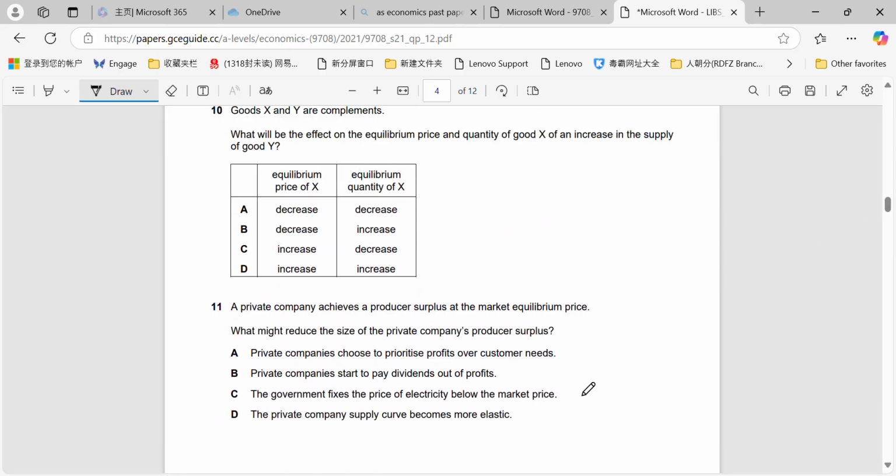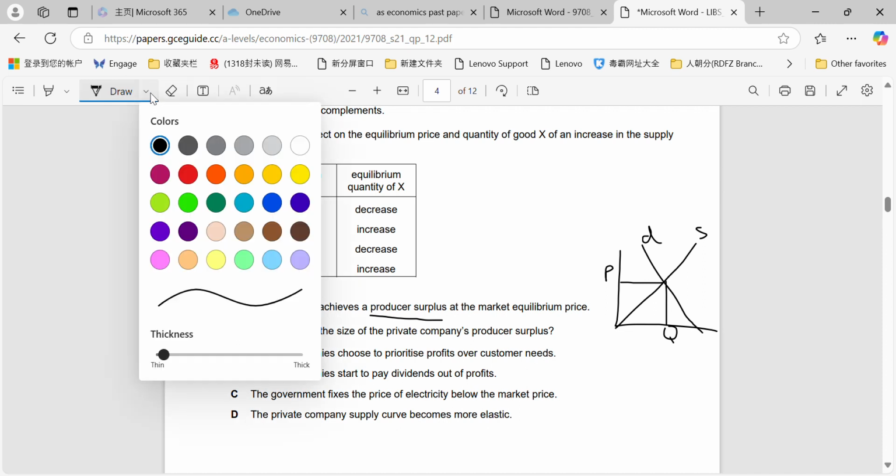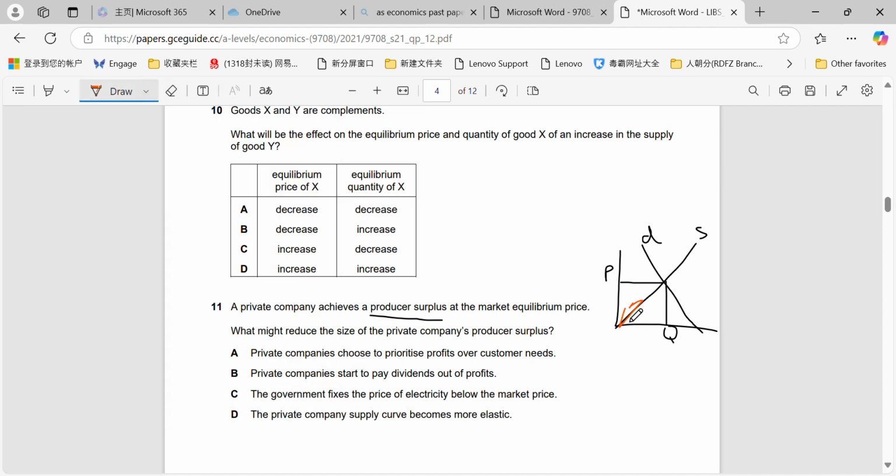Okay, a private company achieves a producer surplus at the equilibrium market price. So what does that mean? That means that essentially they're going to look something like this, right? Producer surplus, remember, is the area below the price down to the supply curve. It's essentially the benefit the producer receives for being able to charge the equilibrium price when actually they would be willing to charge a much lower price down here to supply the good.